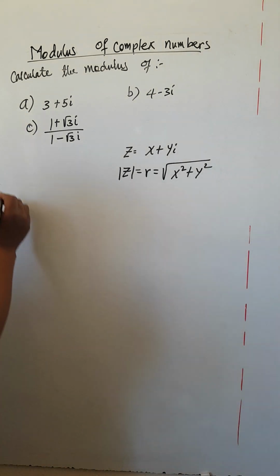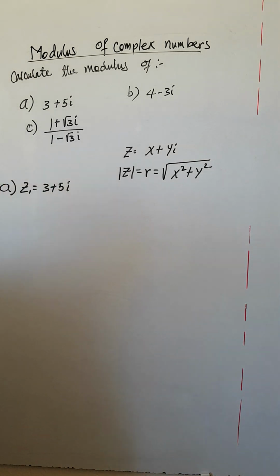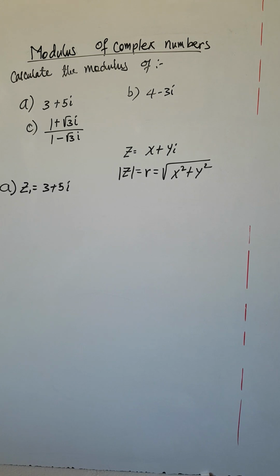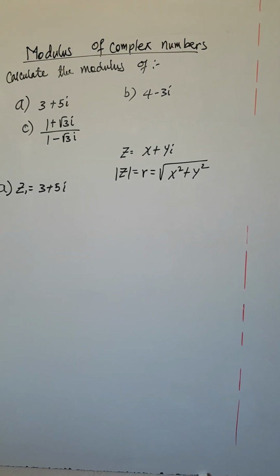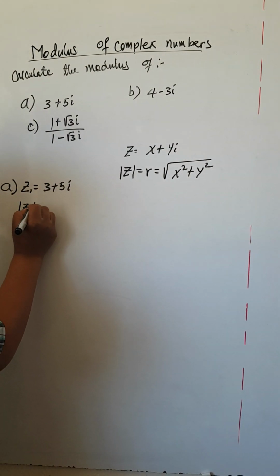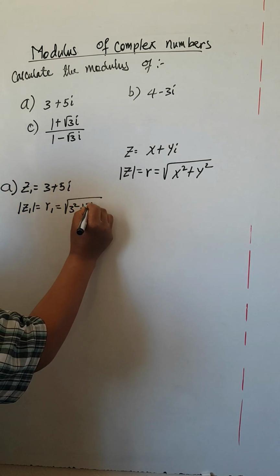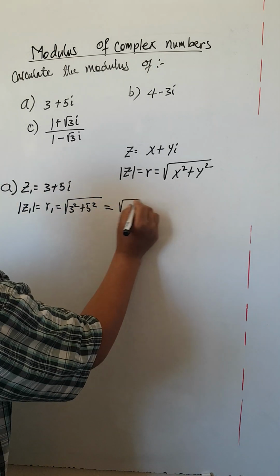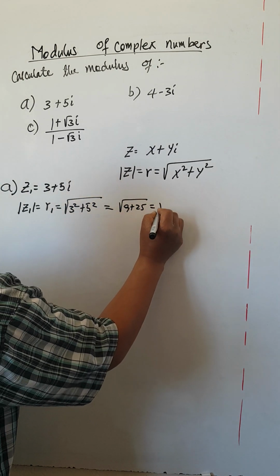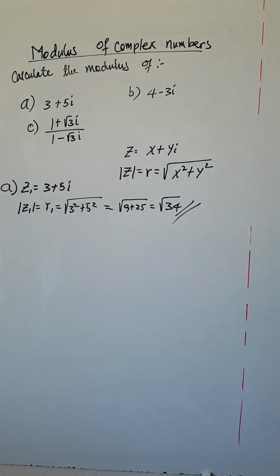So for a, here we have z1, which is 3 plus 5i. Now the modulus of z1, which is equal to r1, is equal to the square root of 3 squared plus 5 squared. This is equal to the square root of 9 plus 25, which is the square root of 34. This is r1, the modulus of the complex number z1, which is 3 plus 5i.